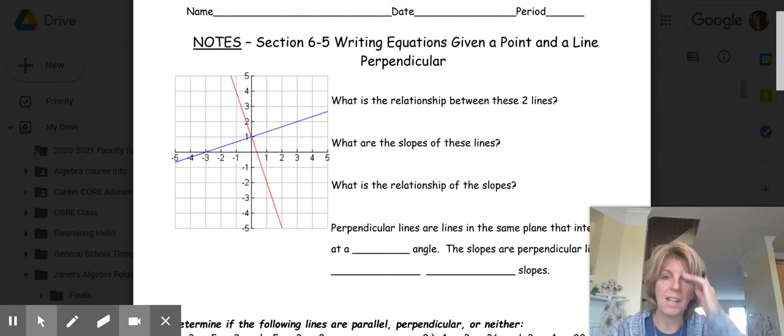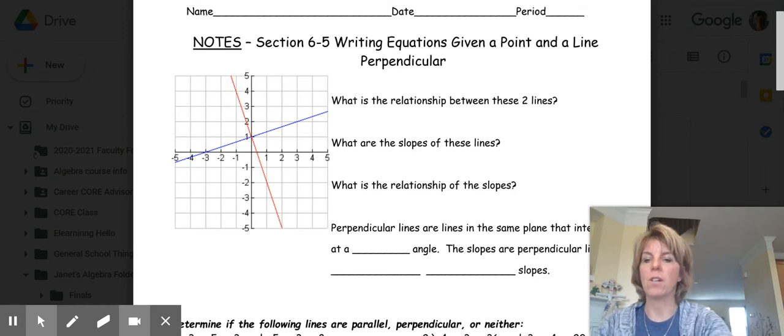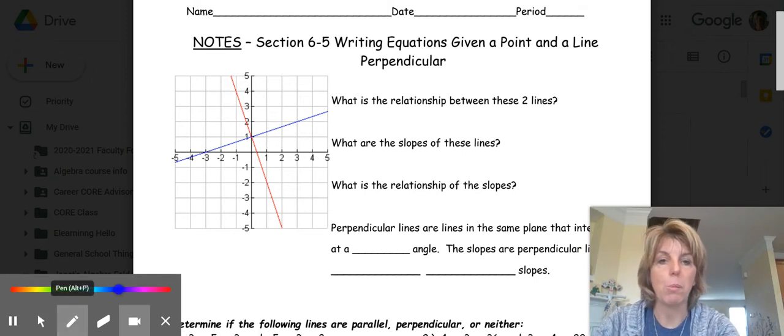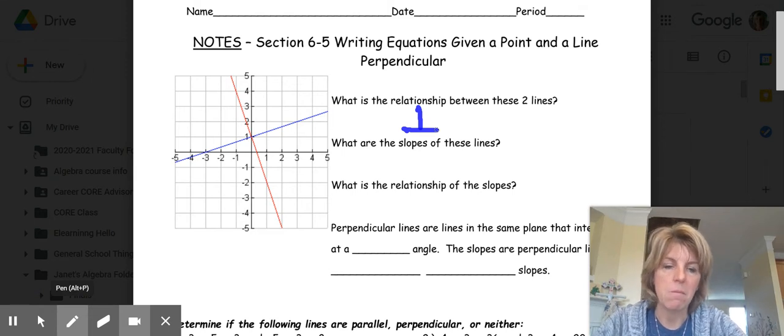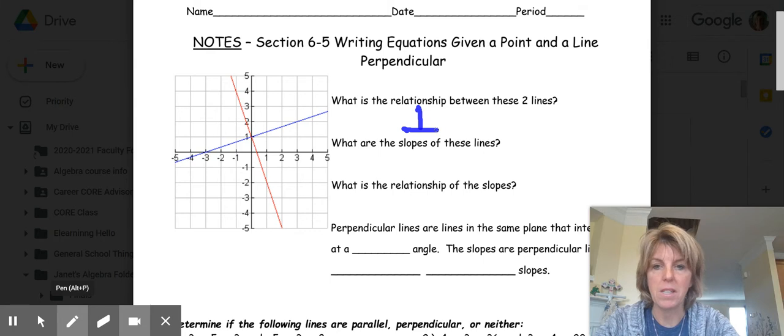Ready? Perpendicular lines. Let's take a look at these 2 lines right here, the red and the blue line, and they are perpendicular. The symbol for perpendicular is this. You see that written, it means perpendicular. So what are the slopes of these lines? And this is the key to this whole lesson today, which makes it different from the parallel line lesson that we did last time.